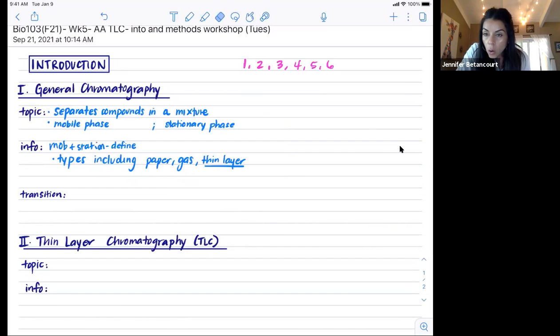Okay, so let's see. I think we covered all the stuff that you added. Okay, so now please do wait to press enter, but go ahead and type your transition sentence in. How do you get from talking about general chromatography to thin layer chromatography?